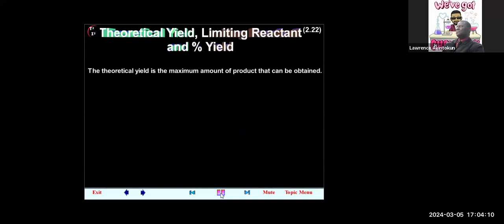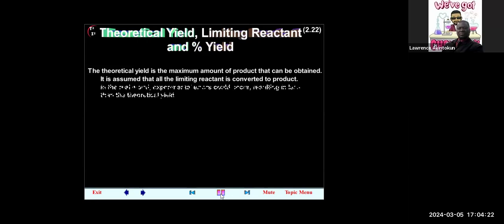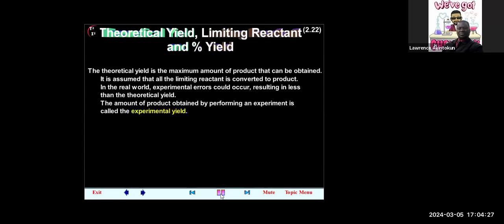The theoretical yield is the maximum amount of product that can be obtained. It is assumed that all the limiting reactant is converted to product. In the real world, experimental errors could occur, resulting in less than the theoretical yield. The amount of product obtained by performing an experiment is called the experimental yield. Hence, percent yield is equal to experimental yield divided by theoretical yield times 100.